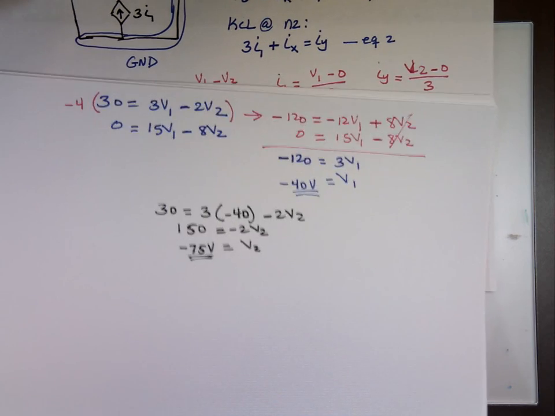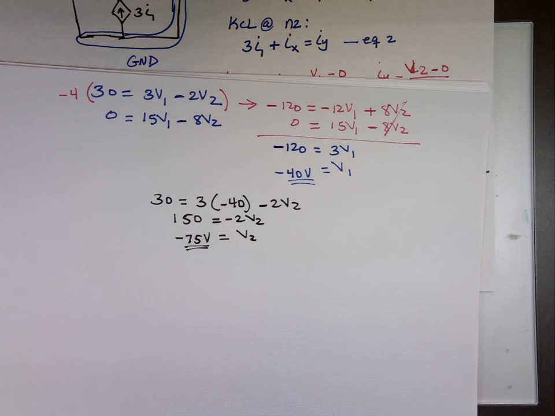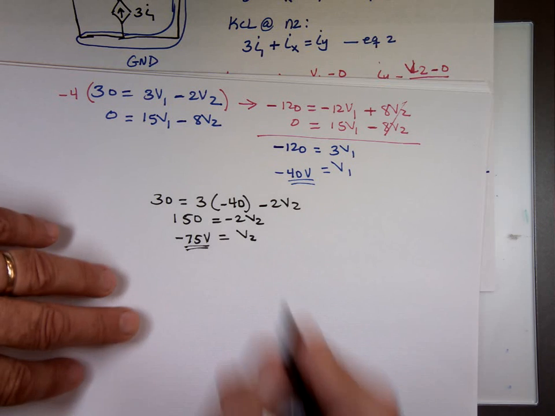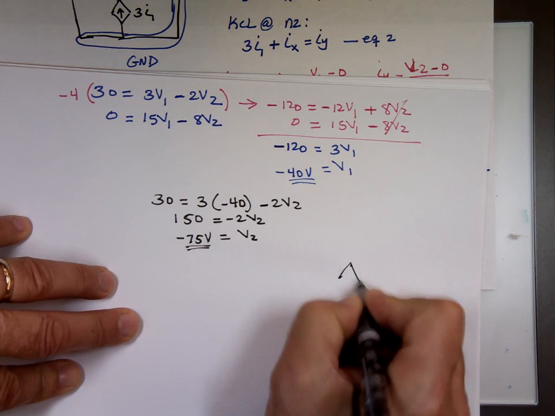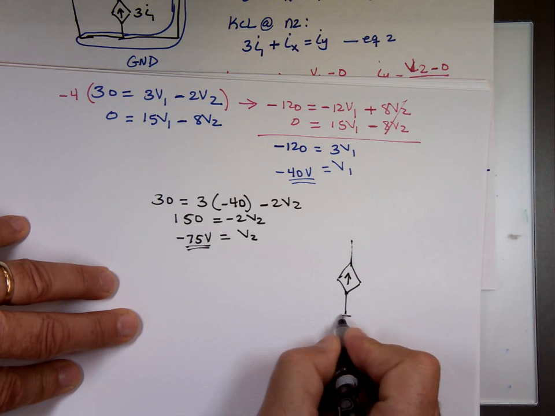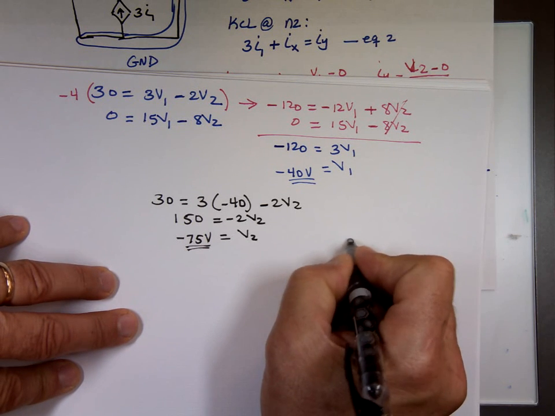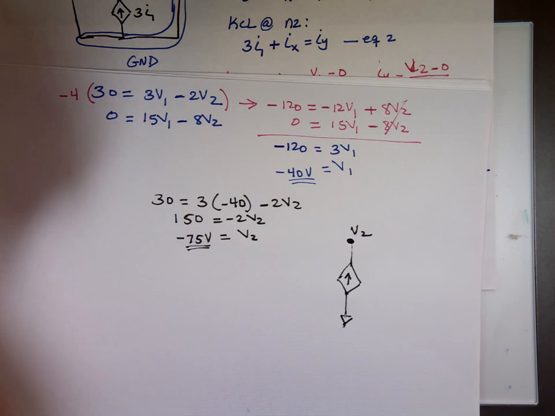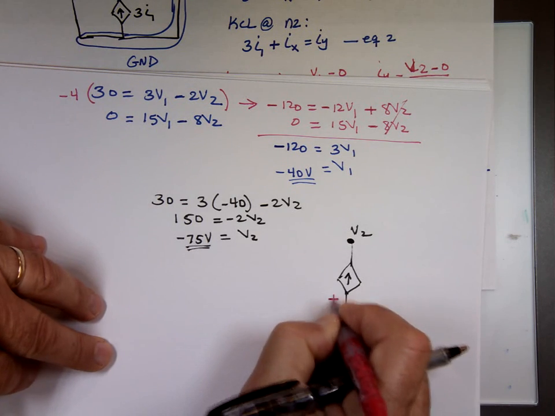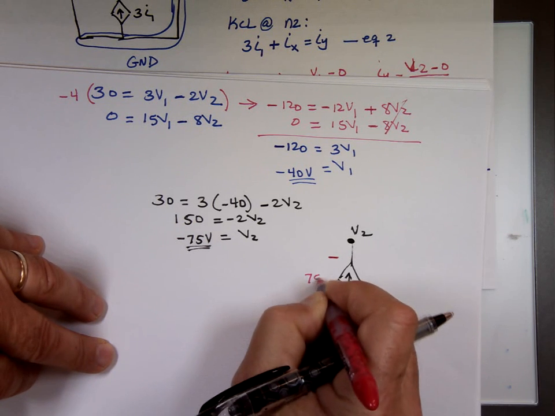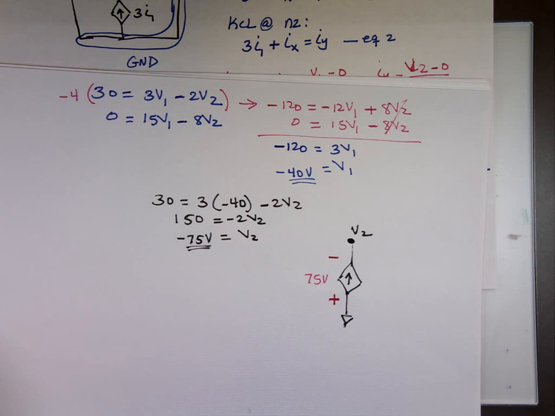The question: what's the power absorbed by the dependent source? So let me look at that dependent source. Let's zoom in on it. This is what it looks like. This is the ground. This is V2. V2 is what? Negative 75. What that means is this voltage here is higher than this by how much? 75 volts. This end is higher than that by 75 volts.